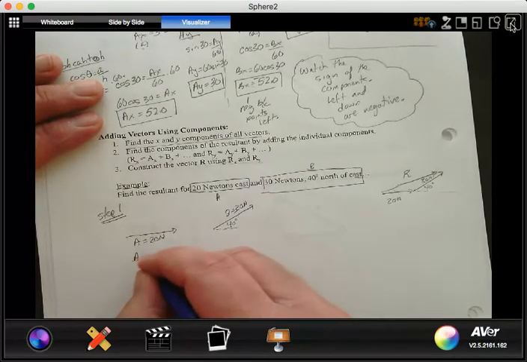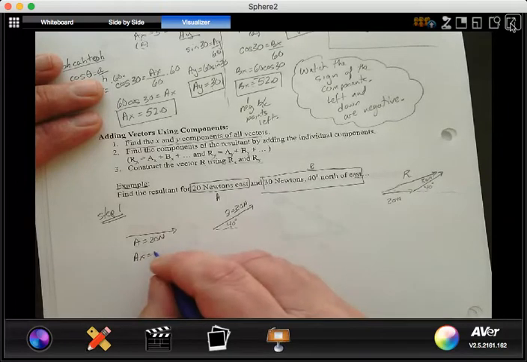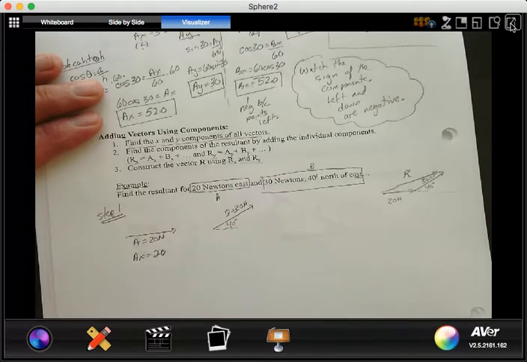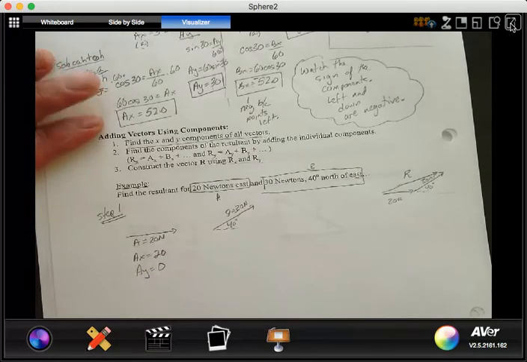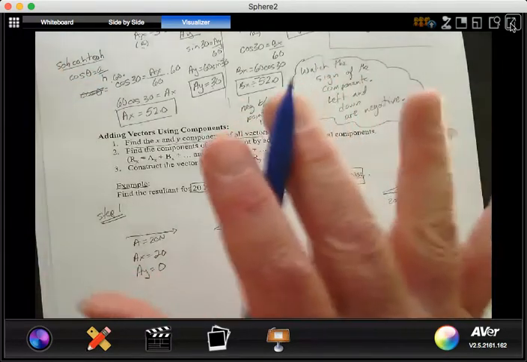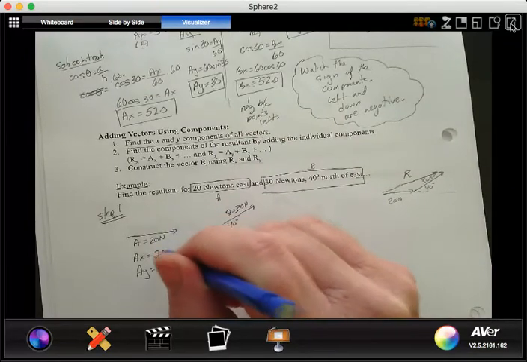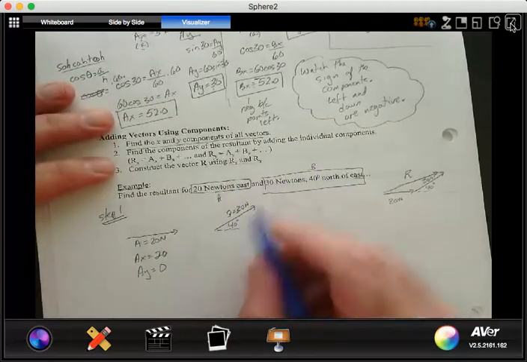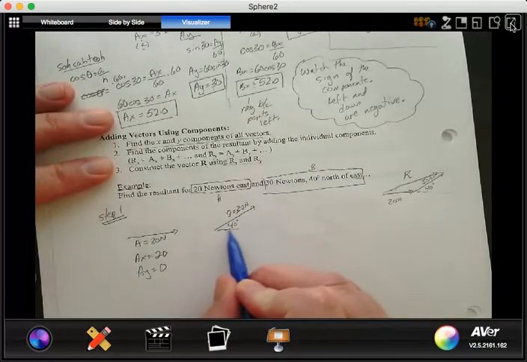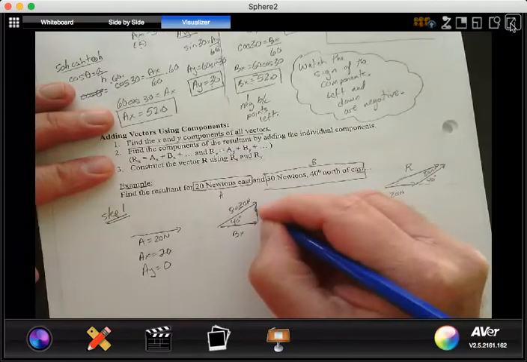Now for this one, AX, all of vector A is in the x direction, so all 20 is in the x direction, and none of it is in the y direction. Now, I always say stop and think about it for a minute. I've got to look at my signs. If that's pointing to the right, I'm going to make it positive, so AX is still going to be positive. Now for B. B is 30 newtons this way. We'll draw in BX here and BY there.